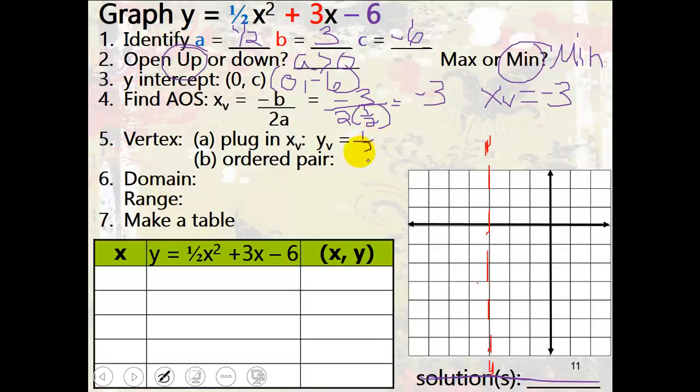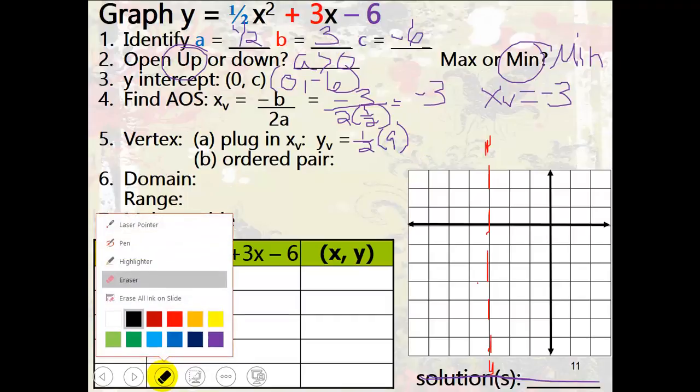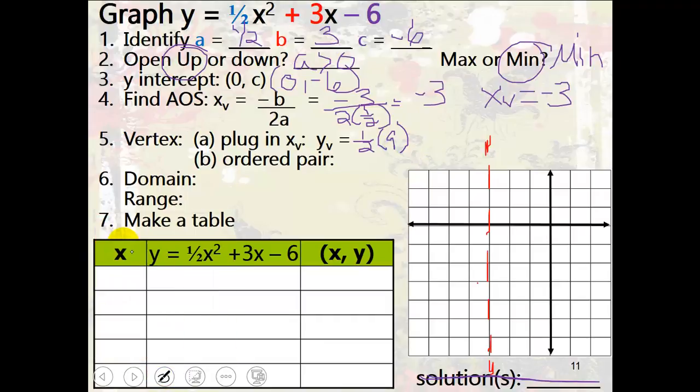So I have 1/2 times negative 3 squared is 9. Minus 9 minus 3 times 3 minus 6. So this is negative 15. So I have 9/2 minus 15. So that's going to give me negative 21/2. Okay? Or negative 10.5. So I get negative 3, negative 21/2, or negative 10.5.